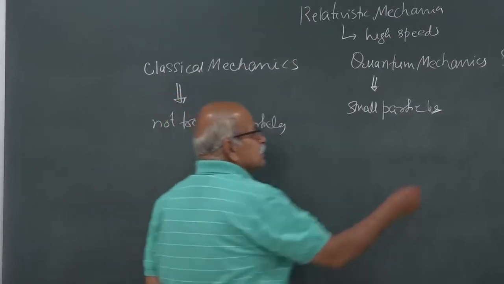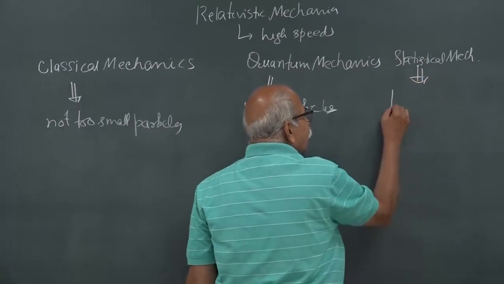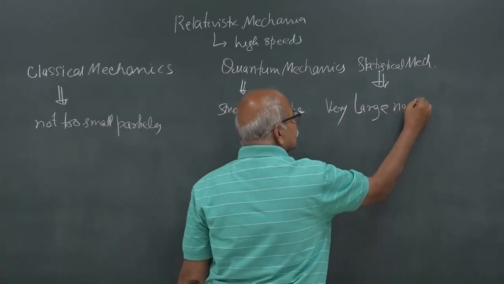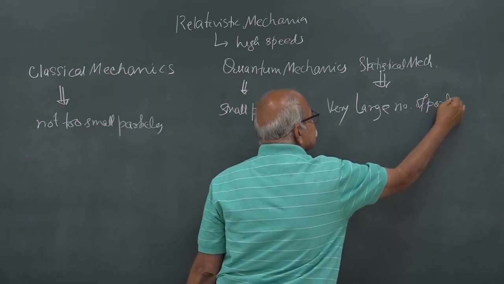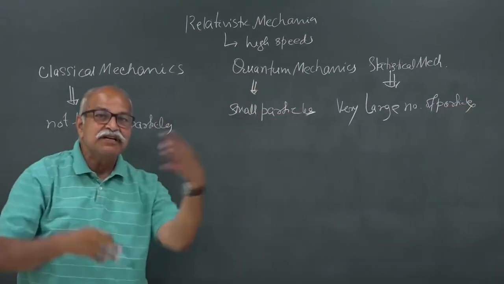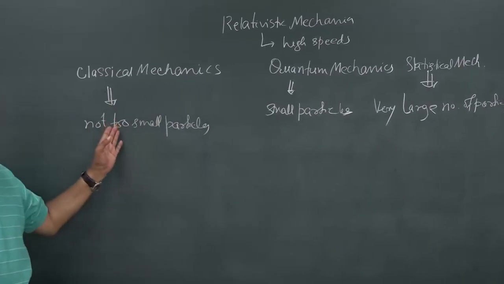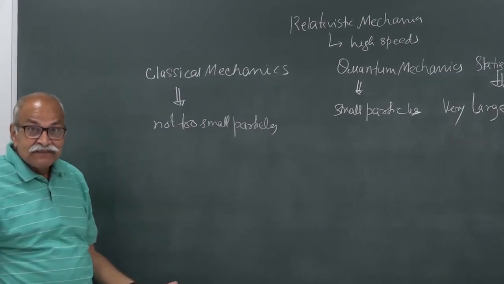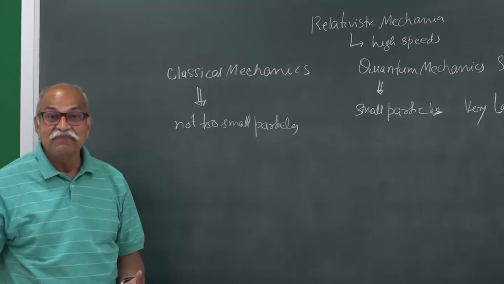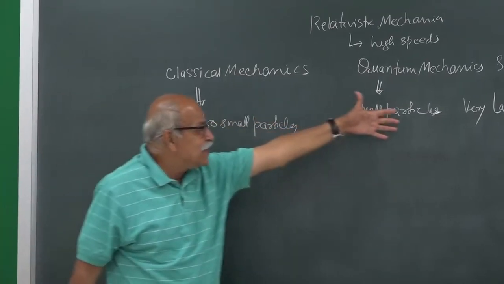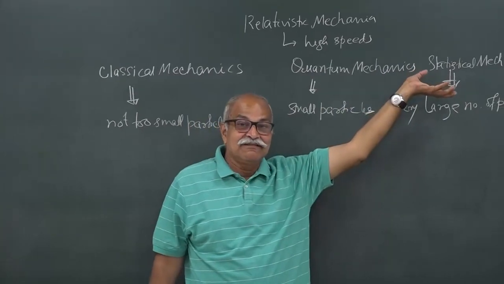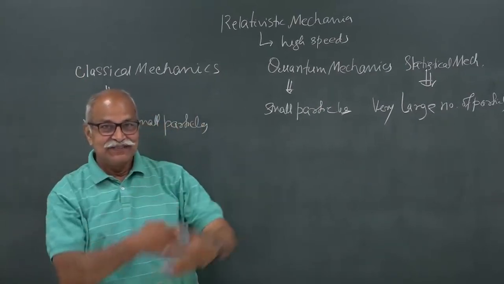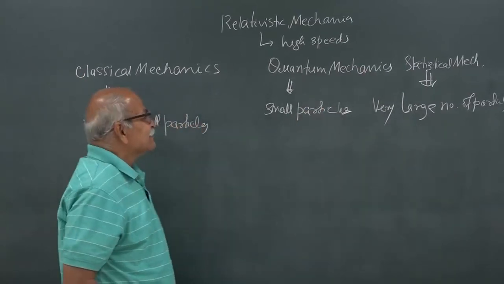Alright, and statistical mechanics is when you have a very large number of particles, and each particle has a different behavior. Here also we will talk of a very large number of particles because we will be talking of rigid bodies, for example. A rigid body has a large number of particles, but then you have gas molecules in a gas jar, where each molecule is going in a different fashion. That is done under statistical mechanics.